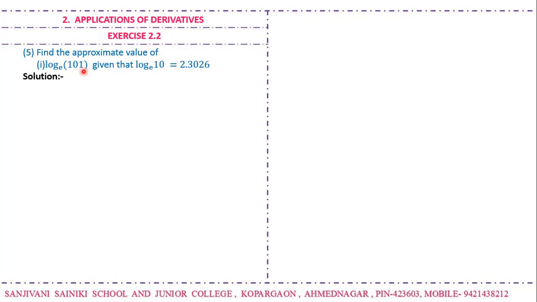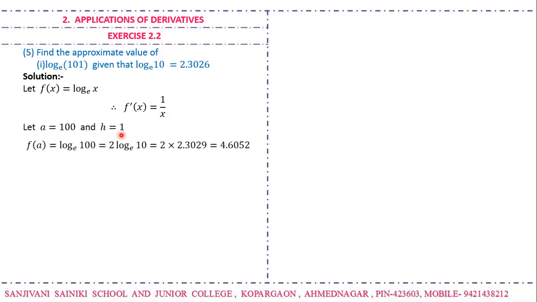Now log of 101 to the base e, again the same. Here we again choose our function f of x is equal to log of x to the base e. So the derivative is 1 upon x. A is 100 and h is 1. So log of 100 to the base e is 2 times log of 10, because we can write 100 as 10 square, and using the property of logarithm, the 2 comes in front of the log. Again f dash at a is 1 upon 100, which is 0.01.